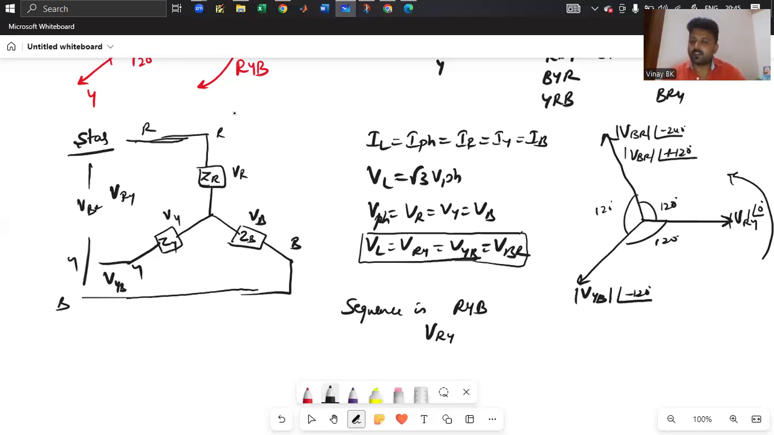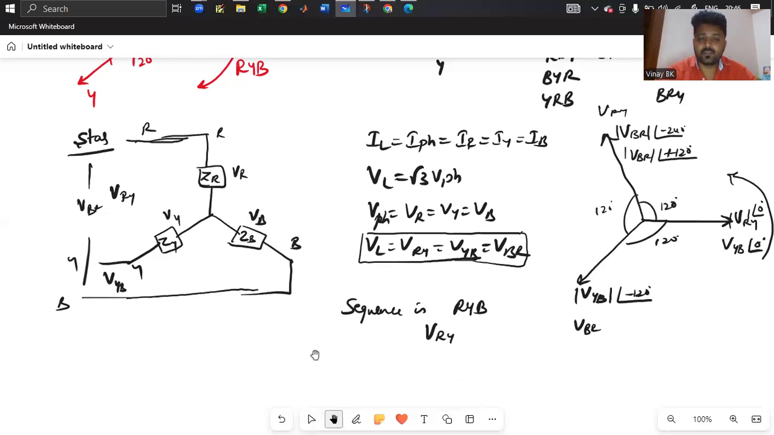Like that you have tried. If the reference is VRY, like that the references will change. Sometimes they will give you VYB as a reference. Instead of RYB, they can give you ABC. VYB is a reference means VYB at an angle of 0 degree. If the phase sequence is RYB, this will be VBR and this will be VRY. I hope you're getting this. So like this, you need to understand. Just for your reference, what you have to do now.